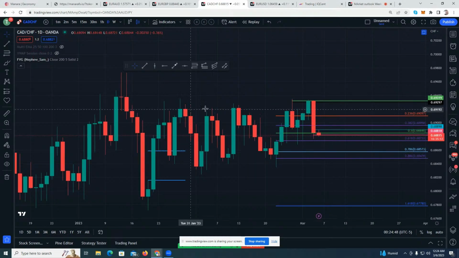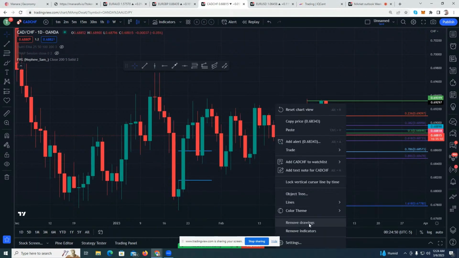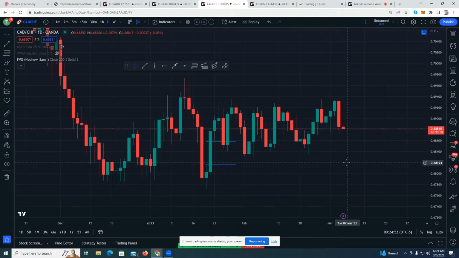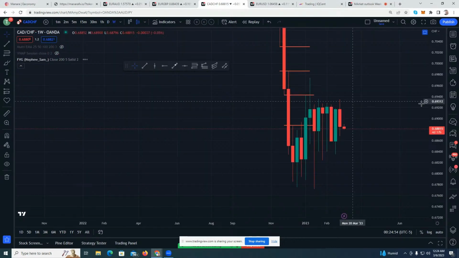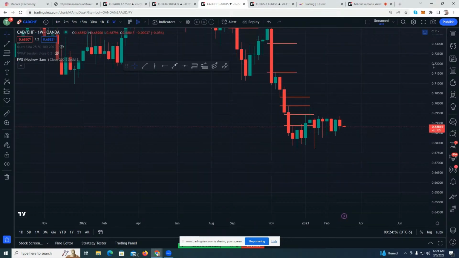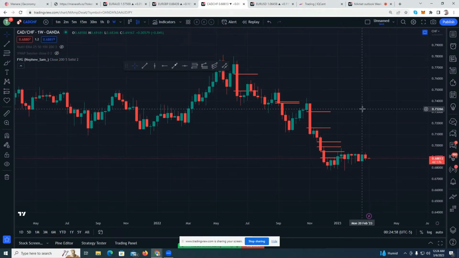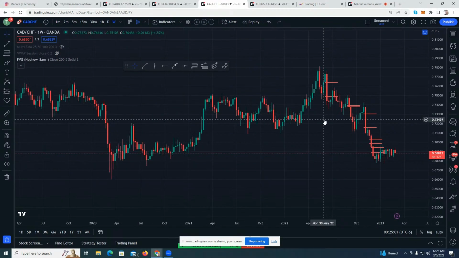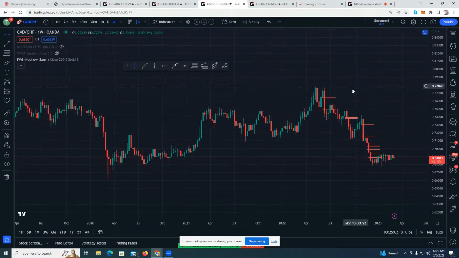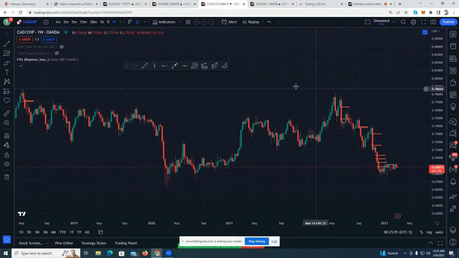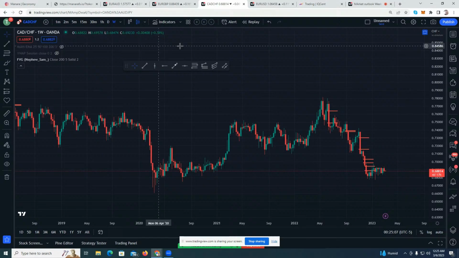Alright, so let's get rid of the drawings I've got on. So real quick, before we get into the daily and catch up, let's take a look at the weekly, okay? Before we get started, I always do top-down analysis while looking for potential trade ideas, right? So when I'm looking at CAD CHF, this is what I'm seeing here, right?